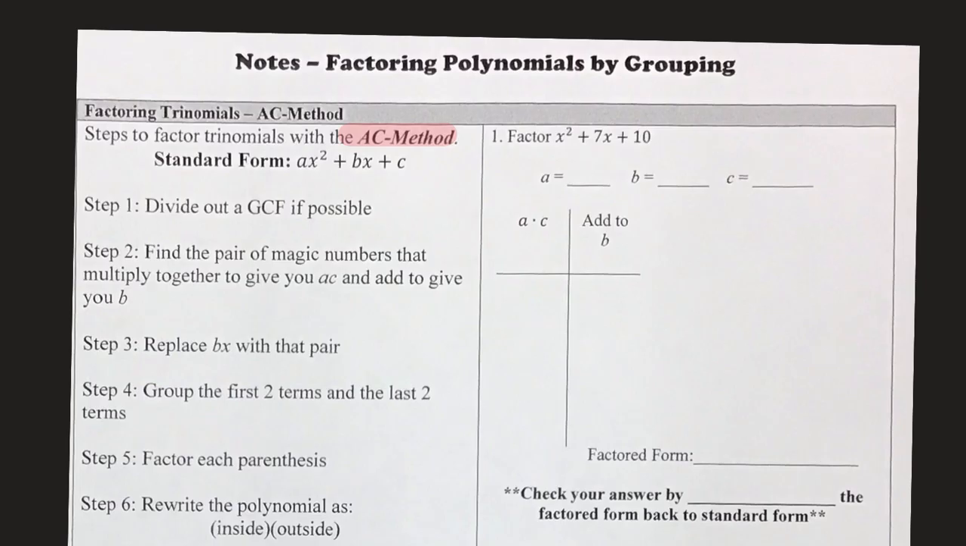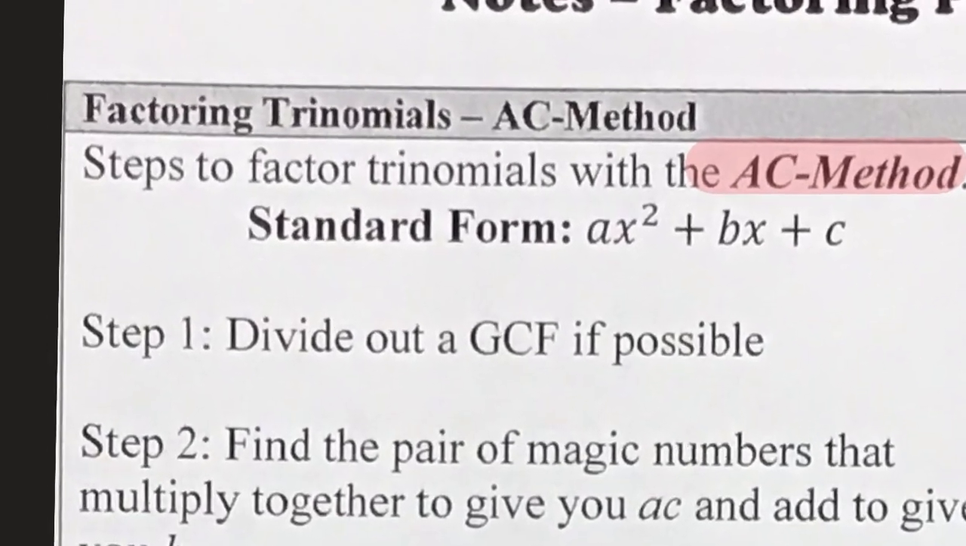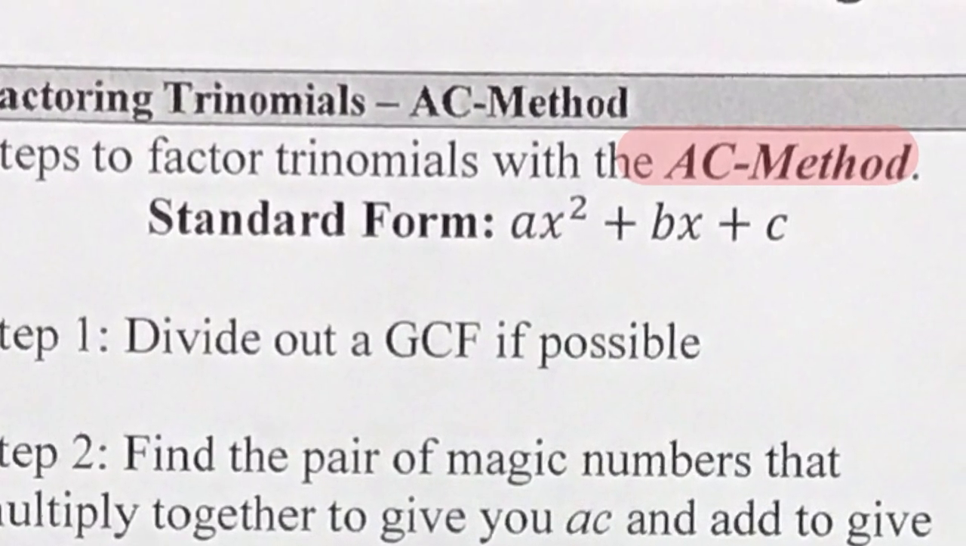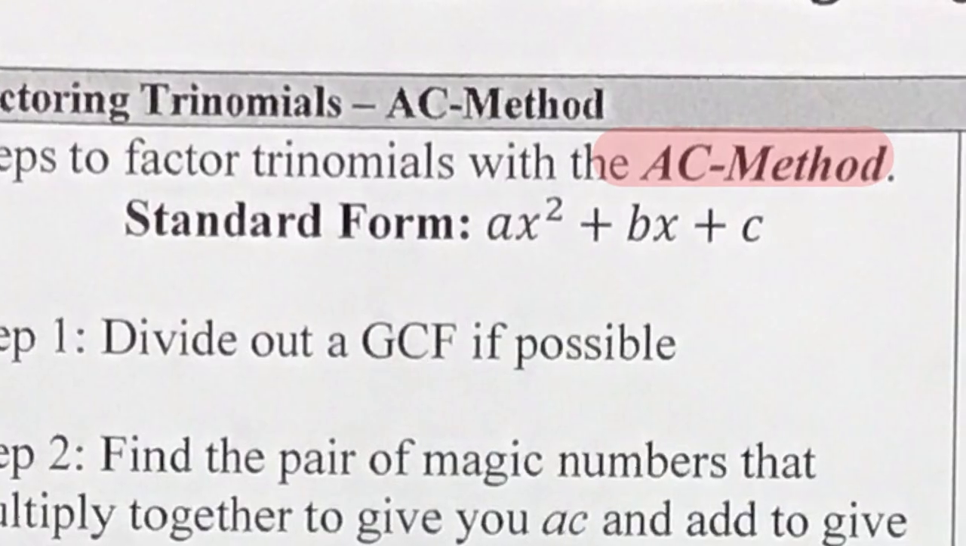Hopefully you learned in your algebra class already that we can have a quadratic. A quadratic is one that has an x squared term, and we have 3 coefficients. The coefficient of x squared, the number in front of x squared, we call a. And the number that doesn't have a variable, your constant term, is what we call c. So the AC method means that we're going to multiply these 2 terms together. AC, A times C.